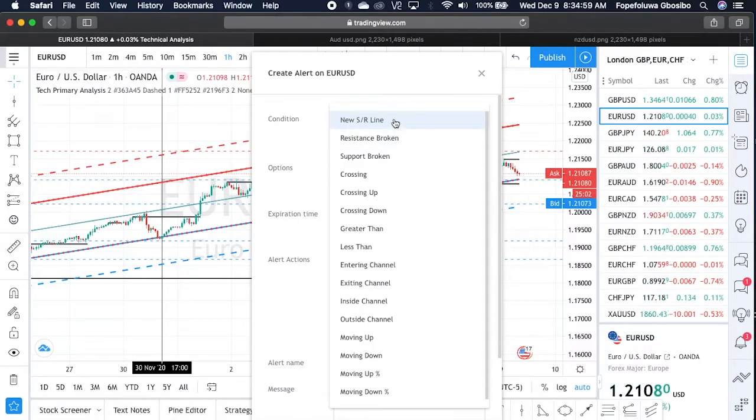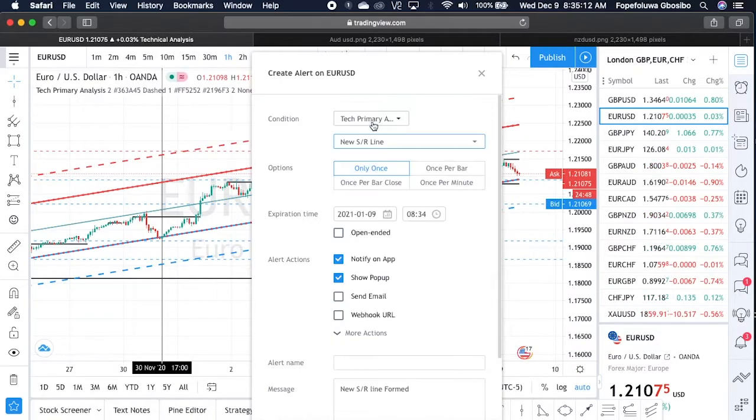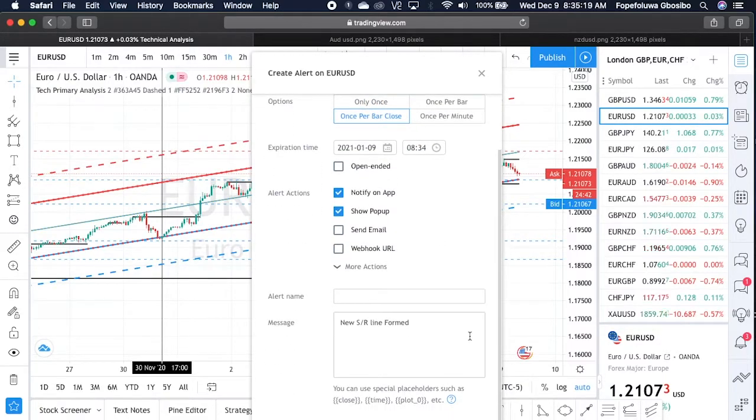The main SR, which also says that's your rejection, which is the black line. You have the resistance broken and you have the support broken. So right now you want to set a new support resistance line. So you click on that and you click on bar close and you press OK.